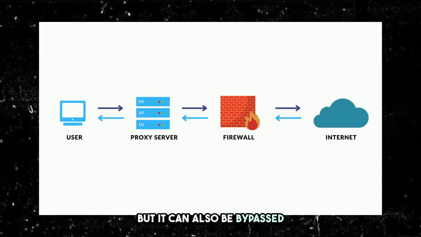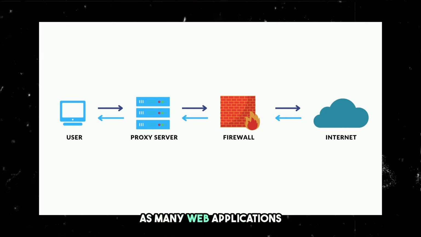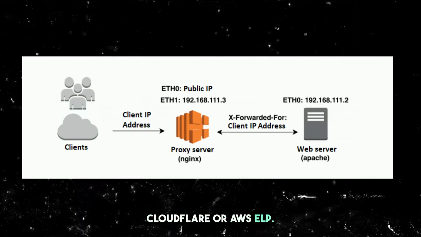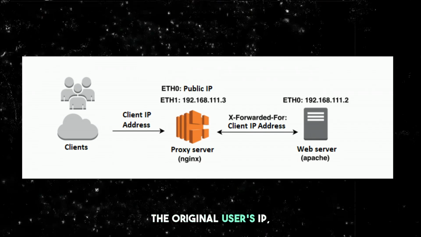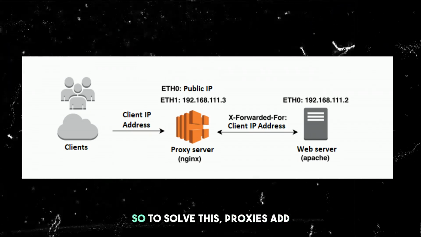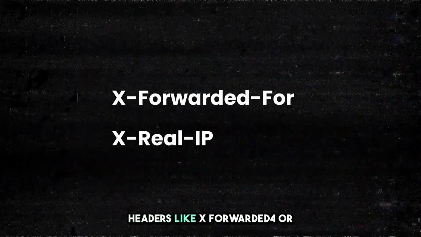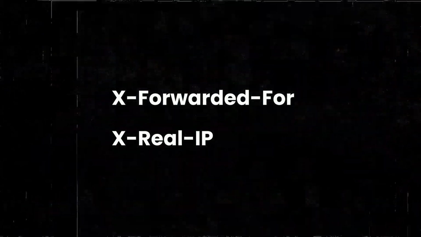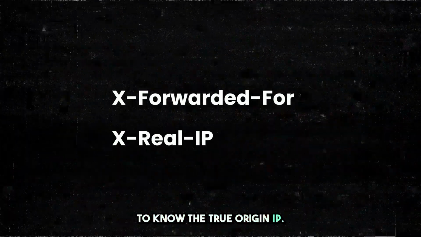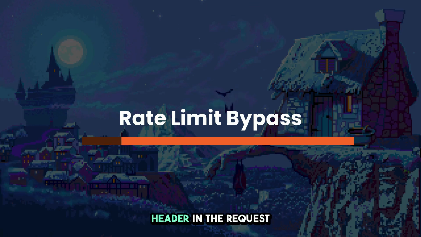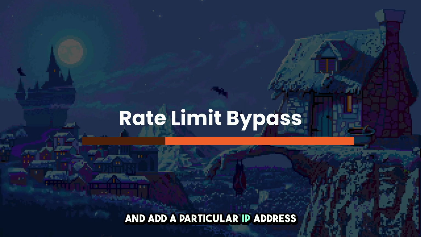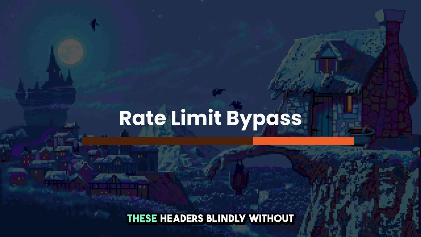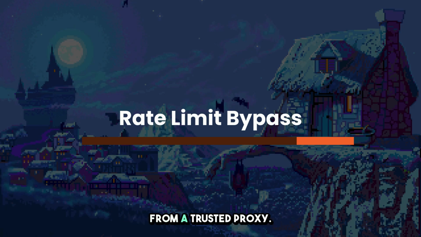But it can also be bypassed with headers, as many web applications sit behind proxies like Nginx, Cloudflare, or AWS ELB. The server doesn't see the original user's IP, it sees the proxy IP. So to solve this, proxies add headers like X-Forwarded-For or X-Real-IP in the request, and apps read this header to know the true origin IP. Now, you can also add this header in the request and add a particular IP address to it to bypass certain restrictions. So some applications trust these headers blindly without checking if they actually came from a trusted proxy.